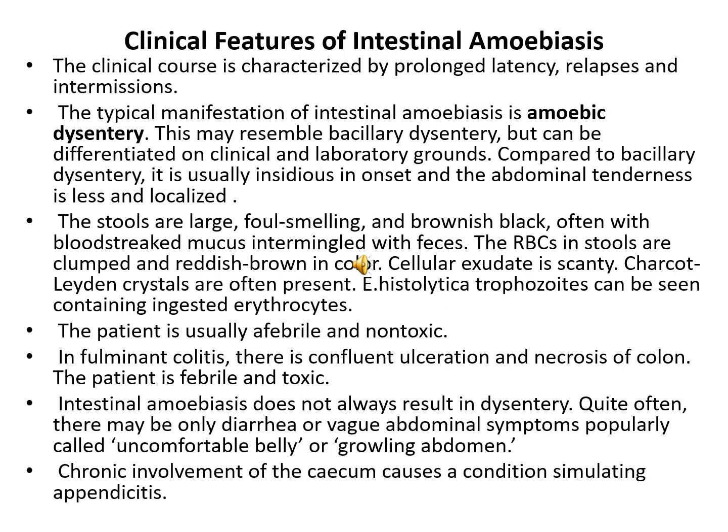In chronic ulcers, the clinical features of intestinal amoebiasis: I told you the incubation period is from 4 days to 4 months, which depends on the amount of parasite that enters. So the onset of the disease is delayed. Prolonged latency, relapse, and intermission. There will be a break in the onset of the disease. The disease we are talking about is amoebic dysentery. The clinical manifestation of intestinal amoebiasis is amoebic dysentery.